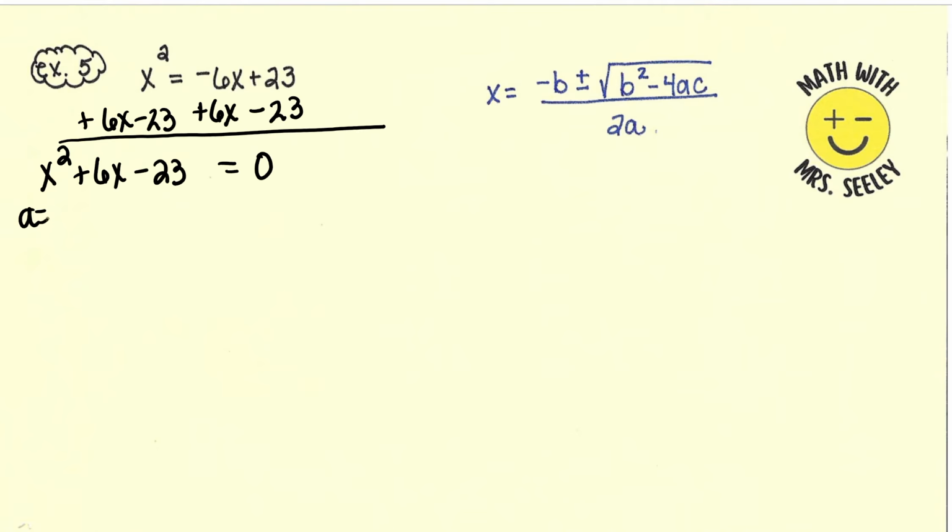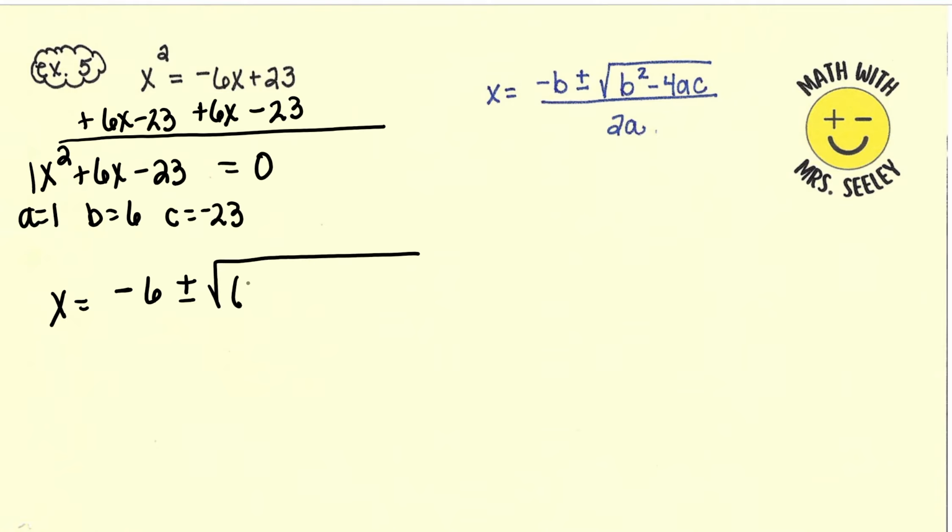So my a value is 1. That's an understood 1. b is 6. And c is negative 23. Okay, using your formula, and I keep writing that over here until you get it memorized. You might have to look at it. So x equals negative b plus or minus the square root of b in parentheses squared minus 4 times a times c all over 2 times a.